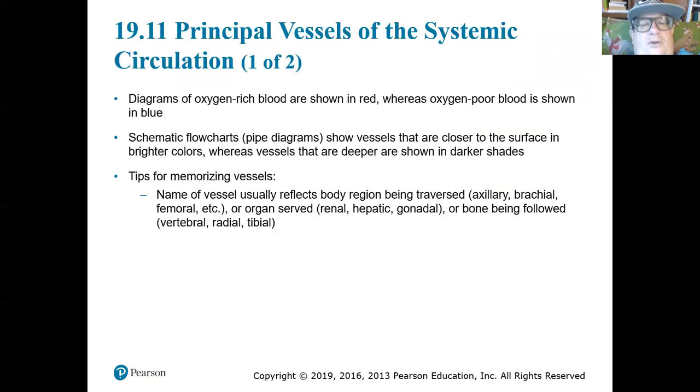Diagrams 22. Diagrams of oxygen-rich blood are shown in red, oxygen-poor blood shown in blue. Schematic flow charts, pipe diagrams show vessels. They're closer to the surface in brighter colors, and ones that are deeper in dark colors.